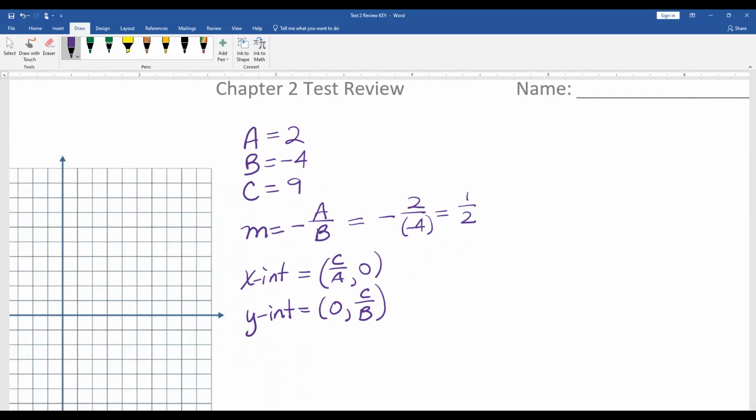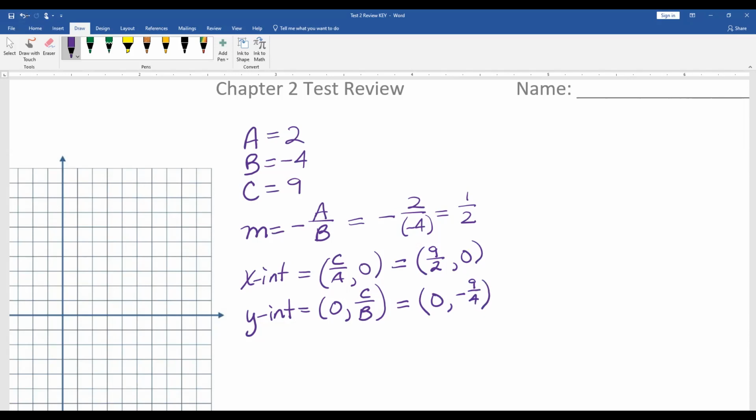All right, what about our x-intercept? It's 9 over 2, 0. And the y-intercept is C over B, 9 over -4. So -9/4.